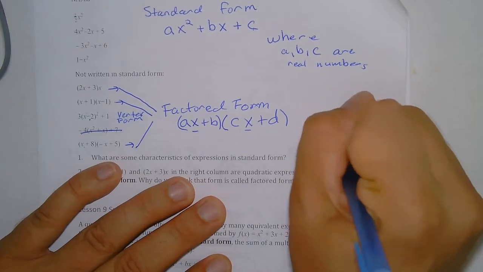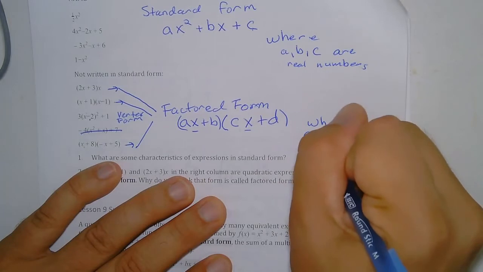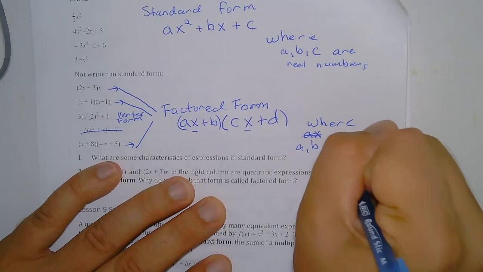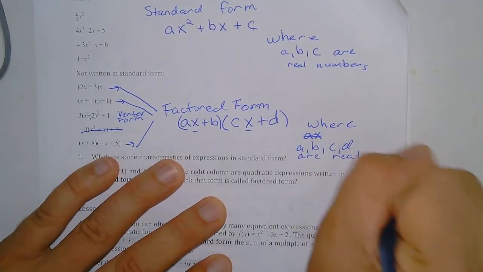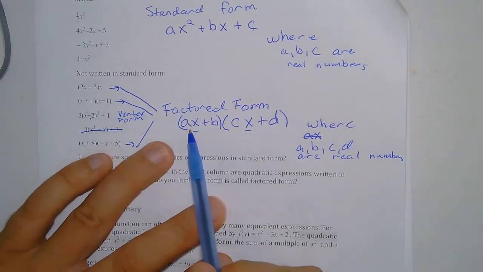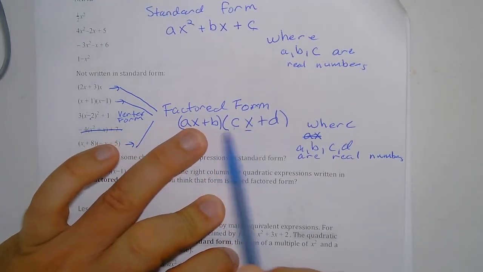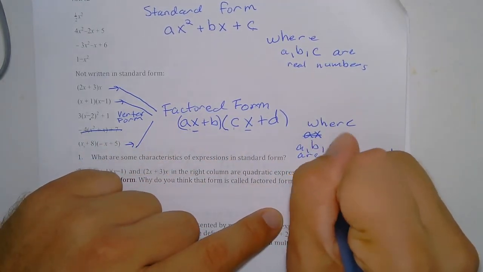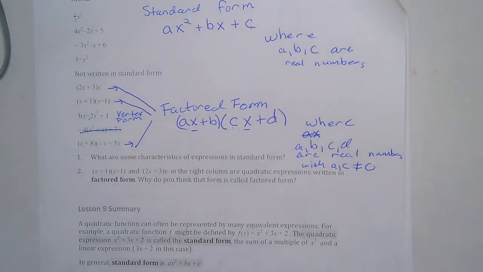Now, the rules here are a, b, c, and d are real numbers. And there's also an additional constraint. a and c can't equal 0 because we need the x terms to both be there in order to make a quadratic equation. So I could also put with a and c not equal to 0.